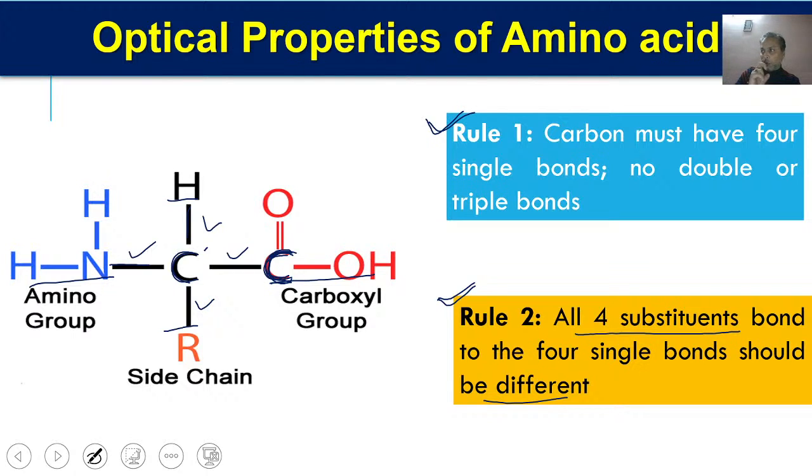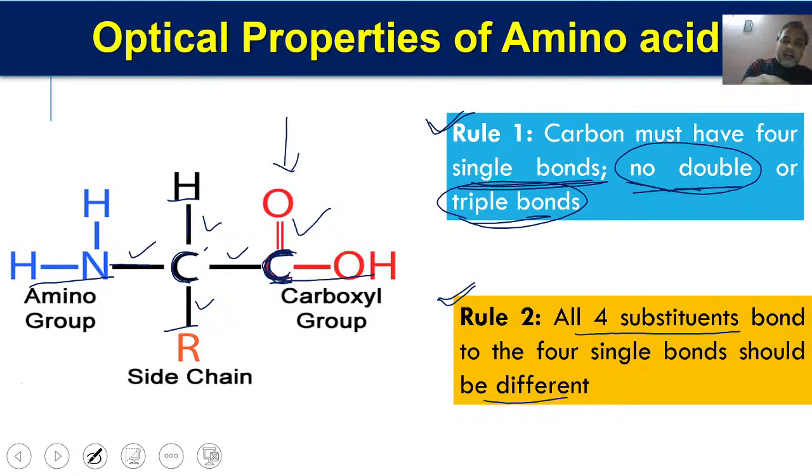So we have two rules. The first rule is that carbon must have four single bonds. Single bond. No double bond, no triple bond. So carbon should not have any double bond or any triple bond. Can you see in this carbon any double bond or any triple bond? Yes, this carbon is having one double bond. So whenever a carbon has at least one double bond or one triple bond, it is symmetric. Everyone is saying asymmetric. No, this carbon is a symmetric carbon.